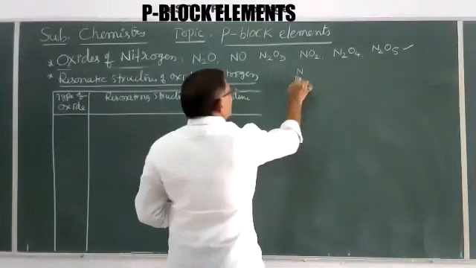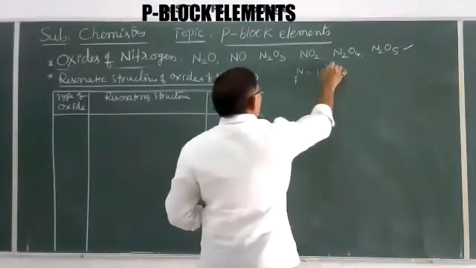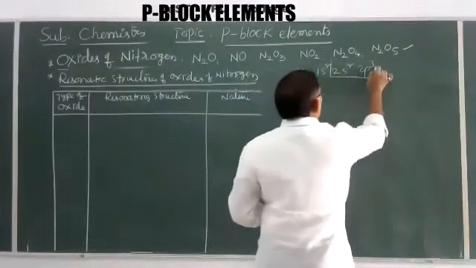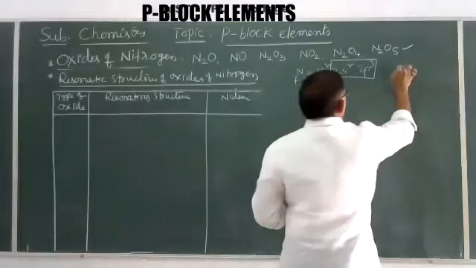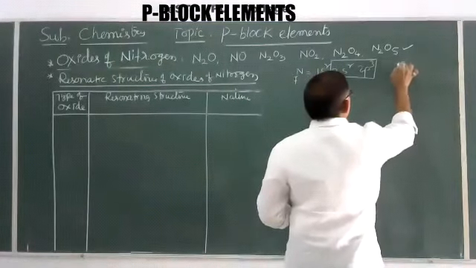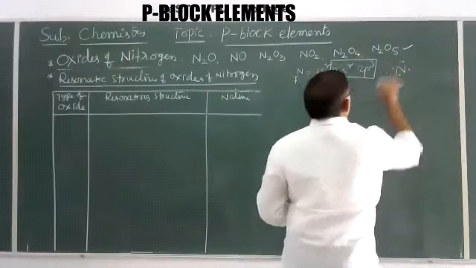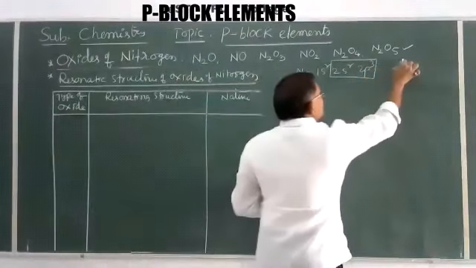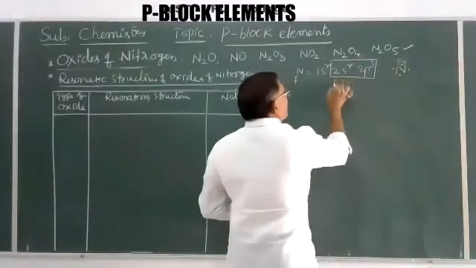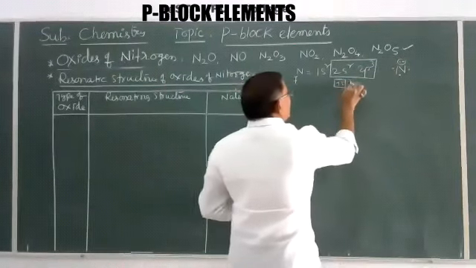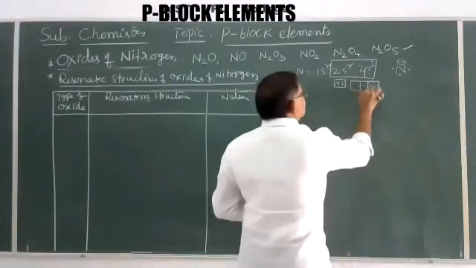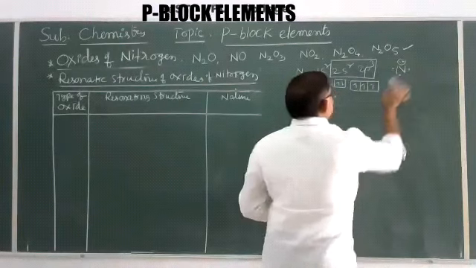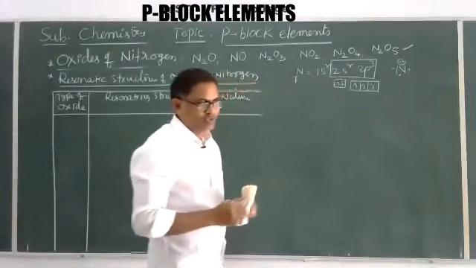Nitrogen's atomic number is 7, electronic configuration 1s2, 2s2 and 2p3. In its outermost orbit, how many valence electrons are there? 5. Its Lewis dot structure is like this. This is the Lewis dot. This one is paired, and the remaining 3 are present in the p subshell. These are unpaired, 3 unpaired: 2px, 2py, 2pz. That story we want.